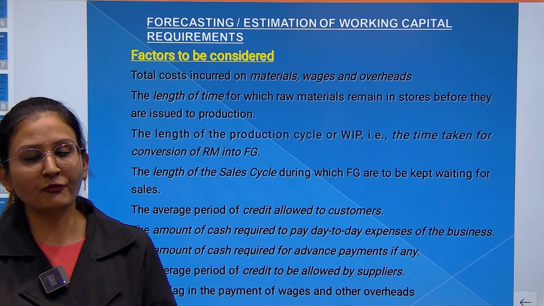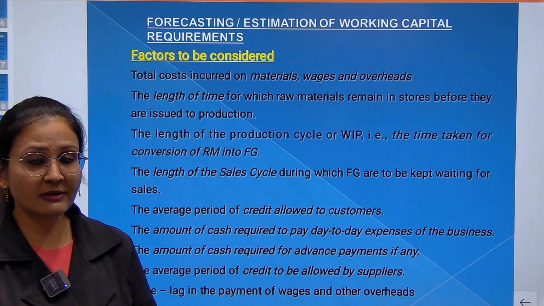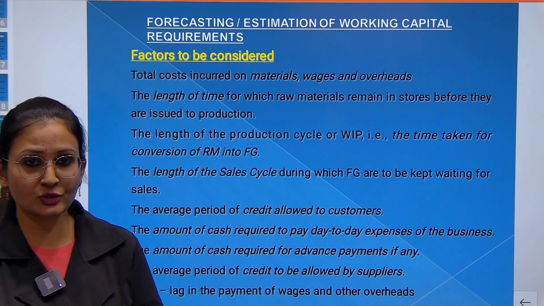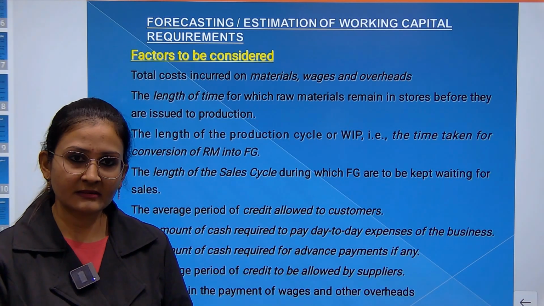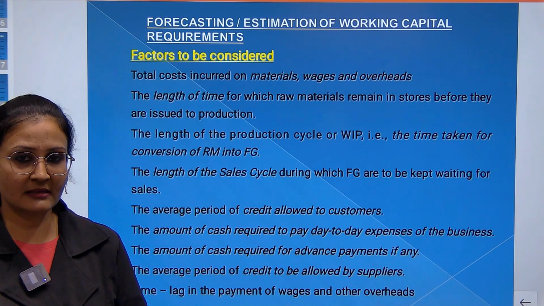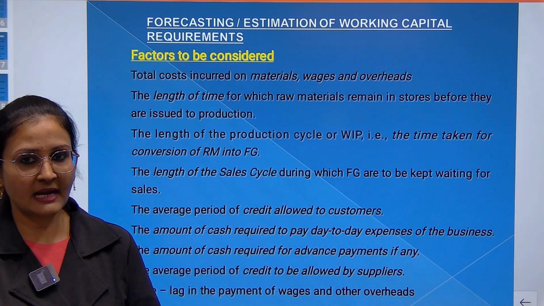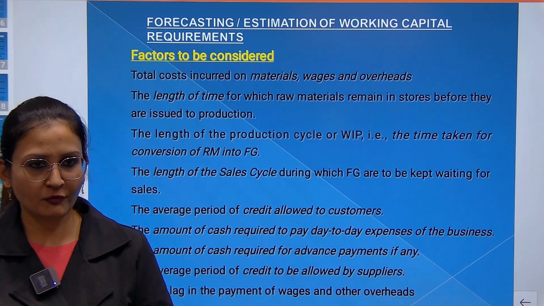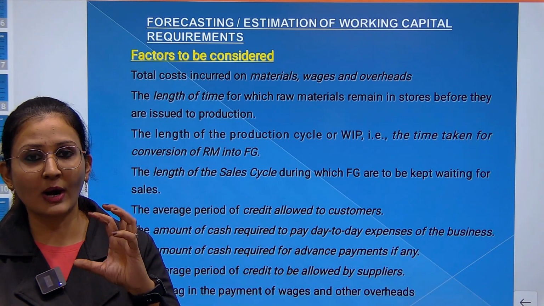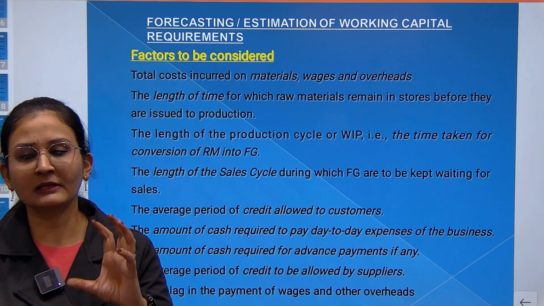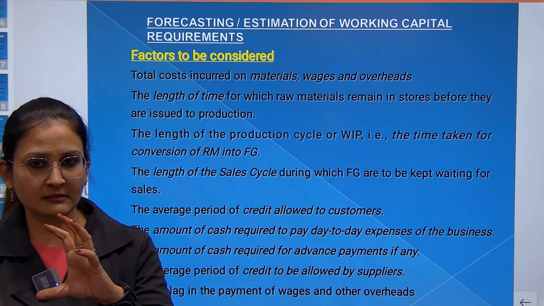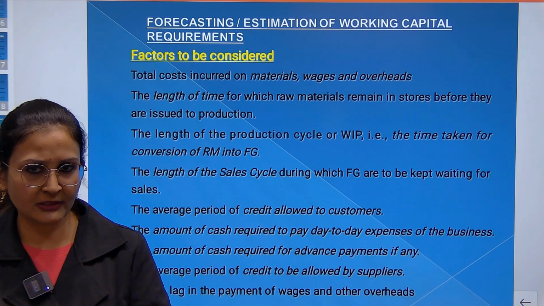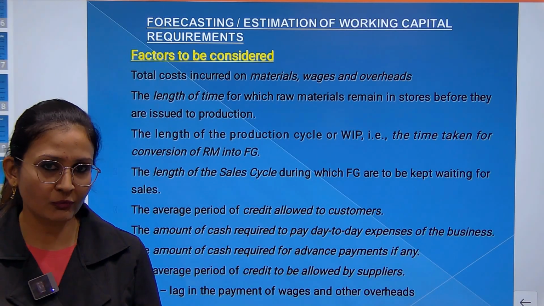Next, the length of time for which raw material remains in store before it is issued to production. Then the length of the production cycle or work in progress, that is, the time taken for conversion of raw material into finished good. For example, if your raw material is in the warehouse for a longer period of time, of course, then you need more working capital.